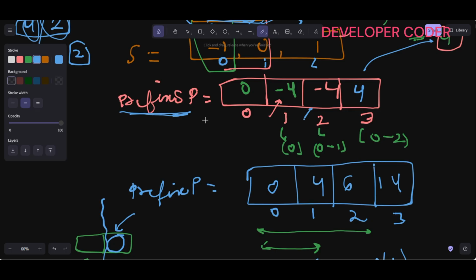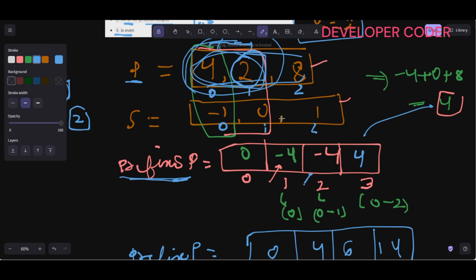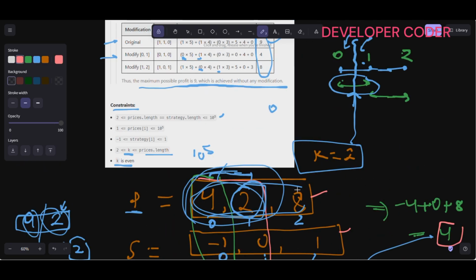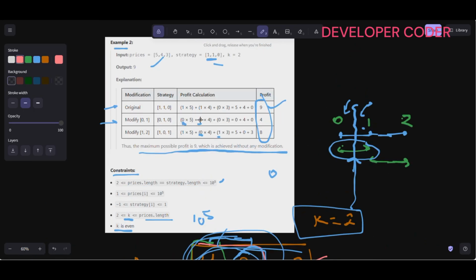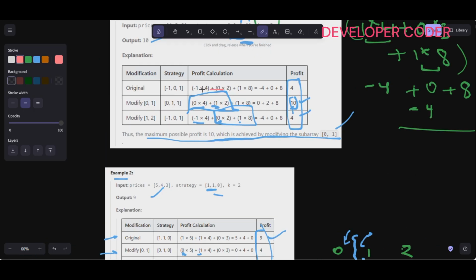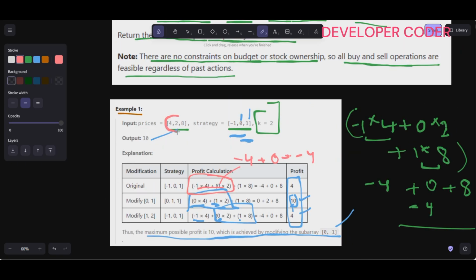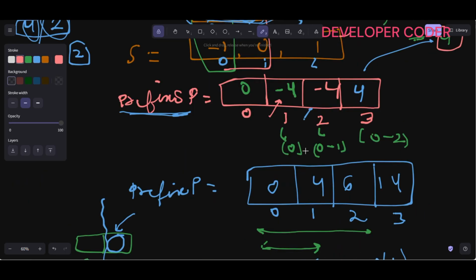This is again very simple. Until here, what was the benefit? If I don't do any modification, here we were getting -4 plus 0, that is -4, in this part. If I apply these two, we are getting -4. So that is also very easy. We can calculate using this, -4, right?